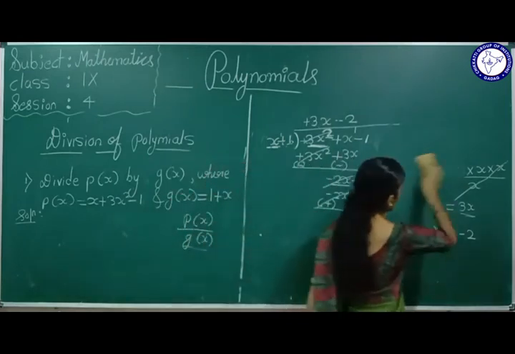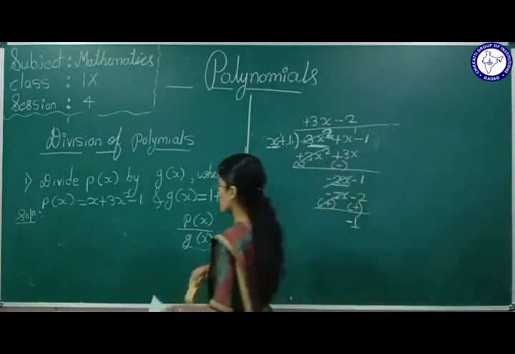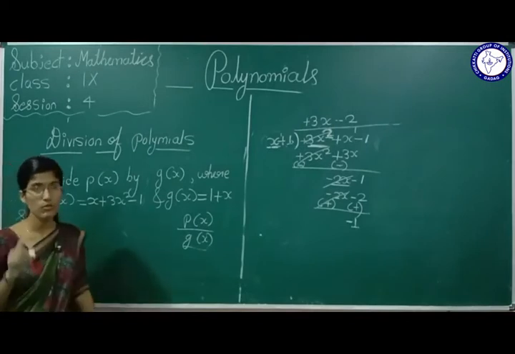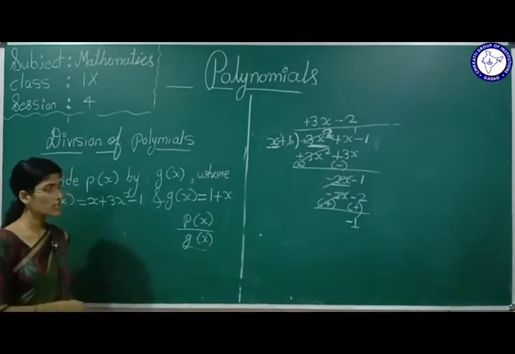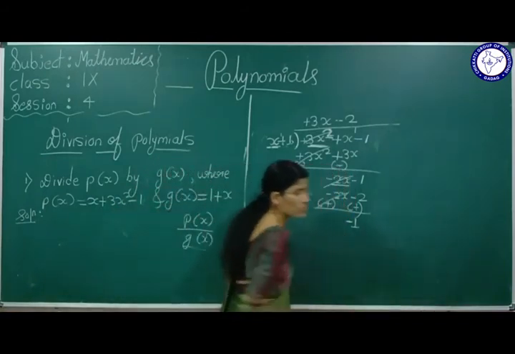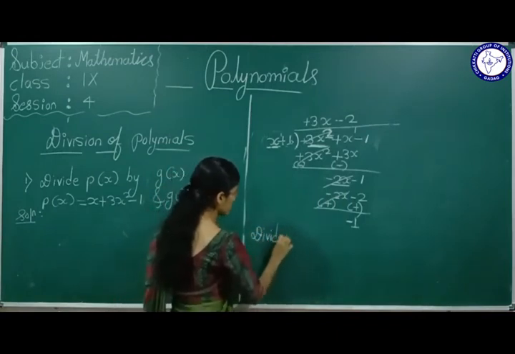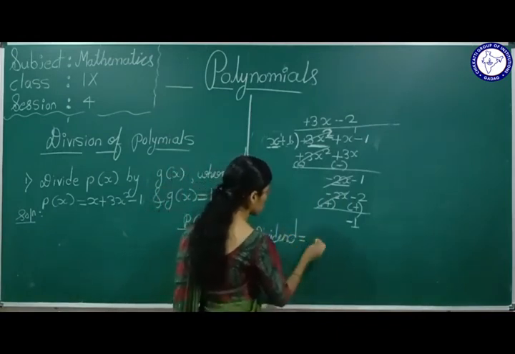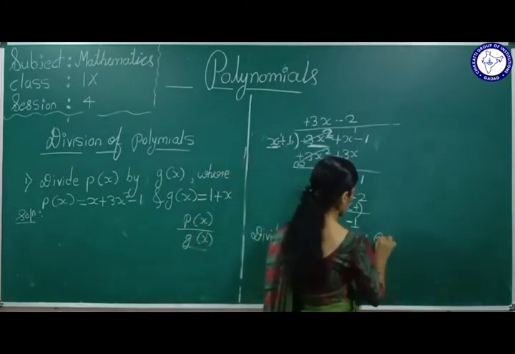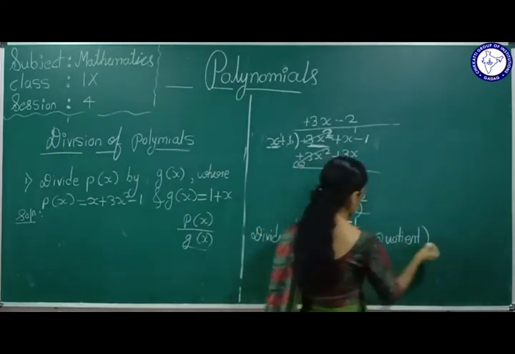Now the question arises: is what I have done correct? How will we come to know that what I have written here is correct? For that, we will do a verification. We knew this from our primary classes, the division algorithm. What is that? Dividend equals divisor multiplied by quotient plus remainder.